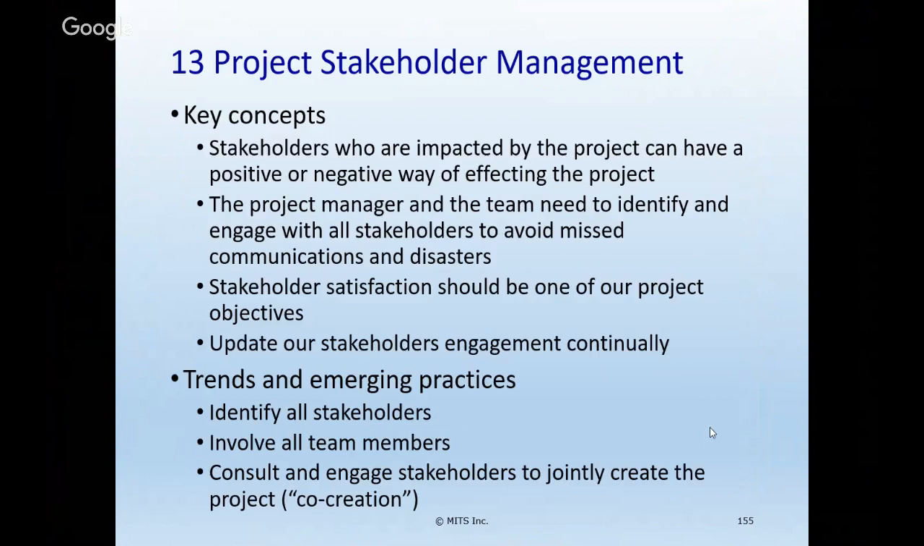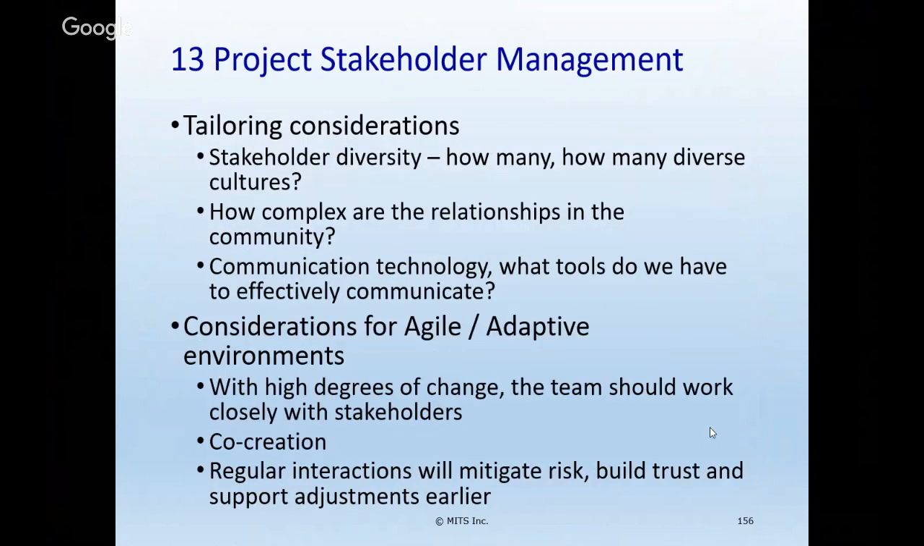Trends, we want to make sure we're identifying all stakeholders, involving all team members in doing this. Kind of like that question we had earlier, if I could come up with 39 stakeholders on my own, I'm probably going to miss the other 40 or 50 that are out there. And a lot of times, one of the new things, perhaps more true in agile type projects, is really engaging with the stakeholders, involving them, actually helping them in creating the project. So co-creation is an idea that's become more popular recently. Things to consider, the diversity of our stakeholders.